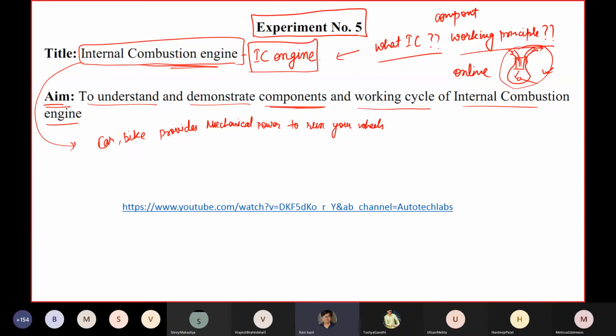We will look into each and every keyword. What do you mean by internal combustion? What do you mean by internal? There are some external combustion engines also. What do we mean by combustion engine as such? What do you mean by engine itself? We will take things easily one by one in the subsequent slides.